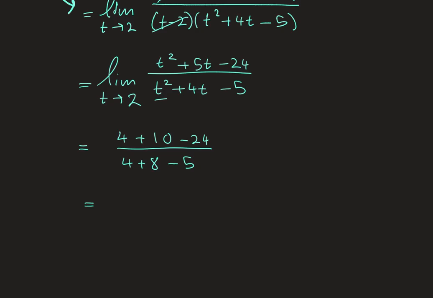So that numerator is going to be 14 minus 24, negative 10. The denominator is going to be 7, I think. Yep. Negative 10 sevenths.